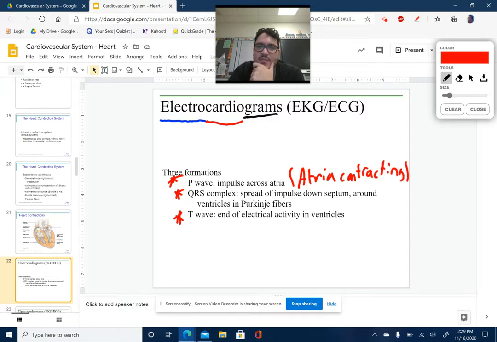Okay. Then for the QRS complex, this is a really weird one as far as spread of impulse down the septum, around the ventricles, in the Purkinje fibers. That sounds really complicated, right? I can summarize that a little bit easier and just say, hey, it's the ventricles contracting.